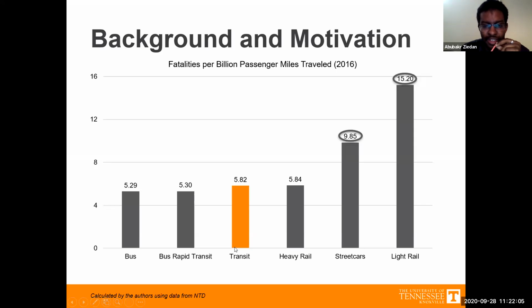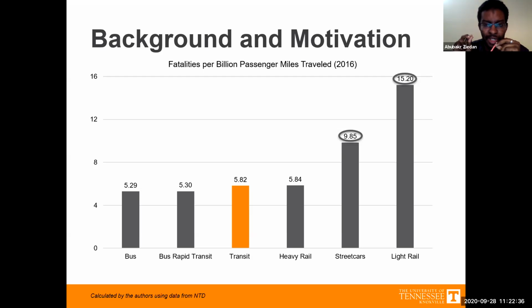So we were interested to see why we are seeing this difference between light rail and streetcars compared to other transit. And before we go, I would like to mention two things. The first thing, we are not saying these two systems are not safe and cities should not expand them or introduce new systems. We are just saying these two systems have a higher fatality rate compared to other transit systems, and we want to explore why.